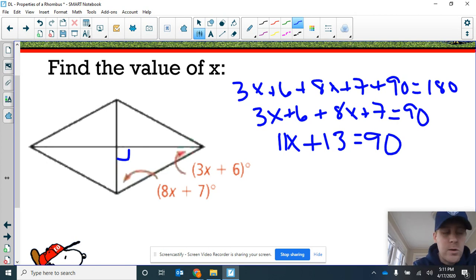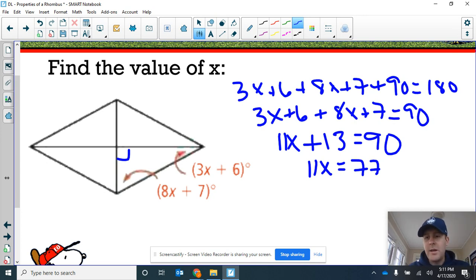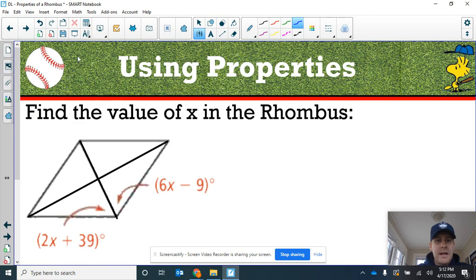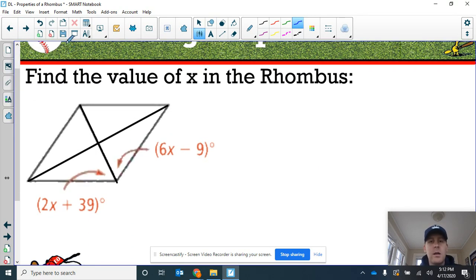So let's subtract this 13 from both sides, and I end up with 11x equals 77. Okay, I want to get x by itself, so let's divide both sides by 11. And we get x equals 7. Okay, so the first one, guys, again, the property used here was that the diagonals are perpendicular. And that's how we came up with that. Okay. Next one, find the value of x in the rhombus.